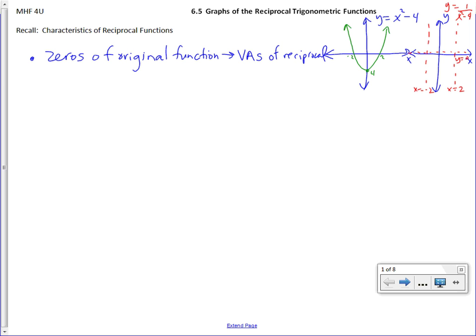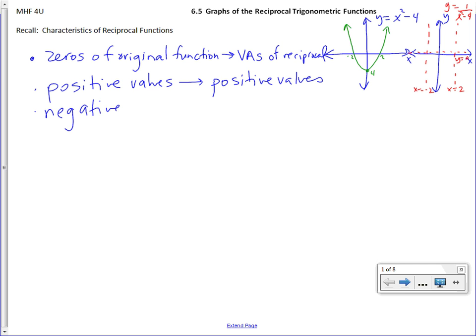Where it was positive before, it's still positive, and where it was negative, it's still negative. Good. Positive stayed positive, negative stayed negative. Positive values stay positive values. Is everyone okay that anything before the arrow is the original, and everything after the arrow is going to be the reciprocal? Y values, so the positive values stayed positive and the negative values stayed negative.